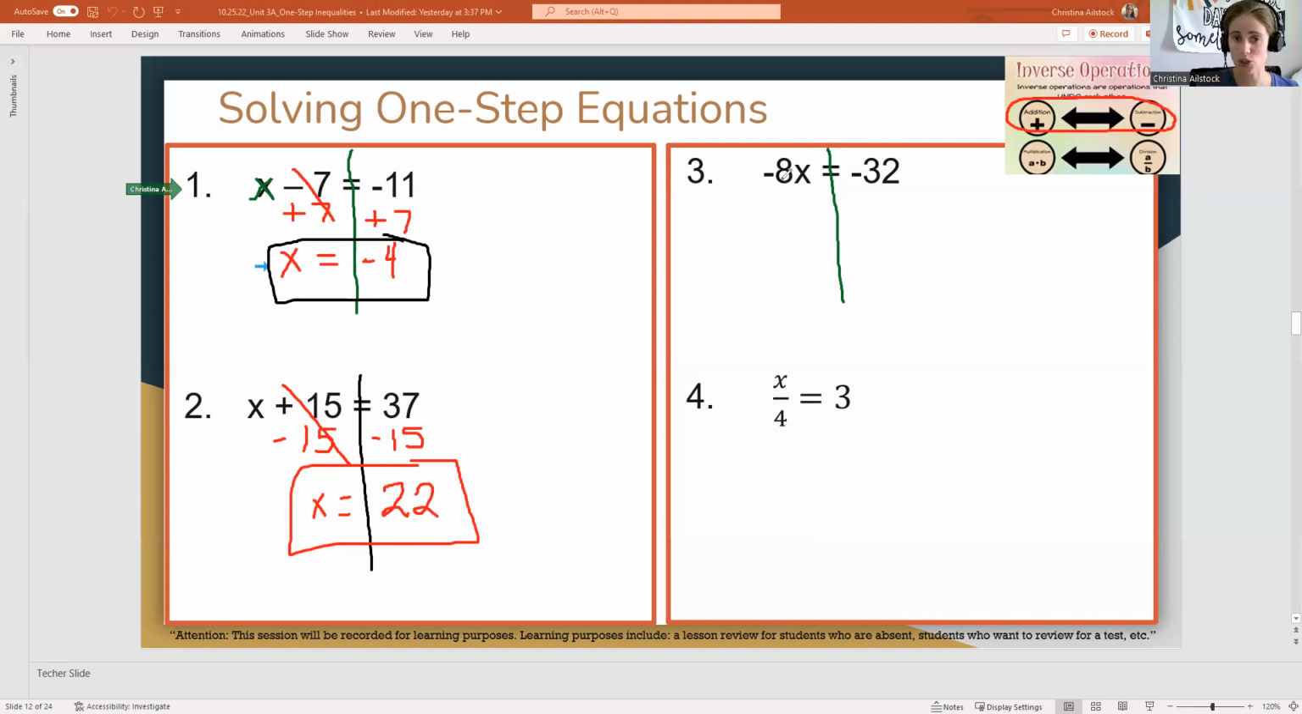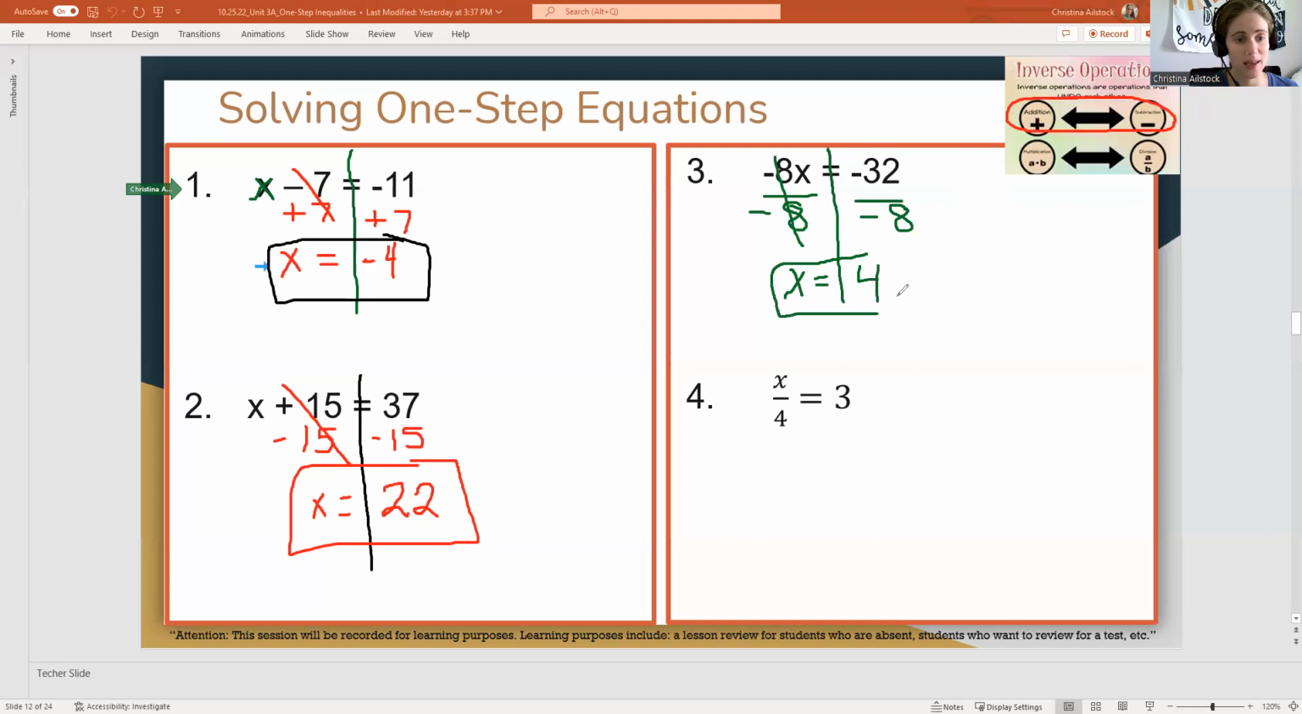So to undo that multiplication, to get that variable by itself, we need to do the opposite of multiplication, which would be division. We are going to divide both sides by -8. So -8 divided by -8 is 1, which means we are just left with one single x. And then -32 divided by -8, a negative divided by a negative is a positive, so x is equal to +4. And we're done because we isolated x.